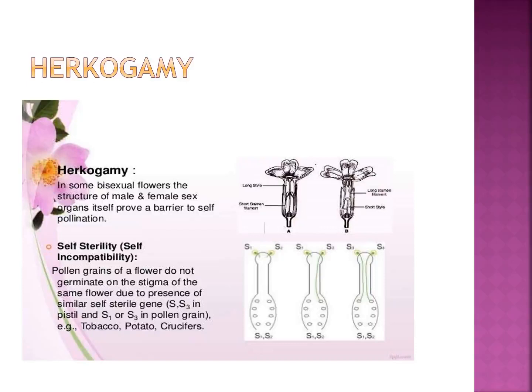A and B, and herkogamy in some bisexual flowers, the structure of the male and female sex organs itself. So this is the true barrier of self pollination.